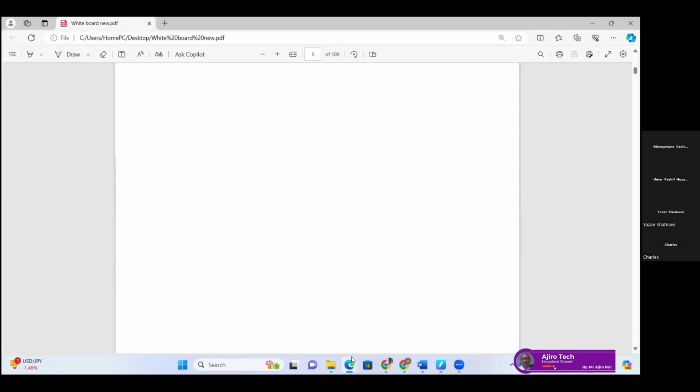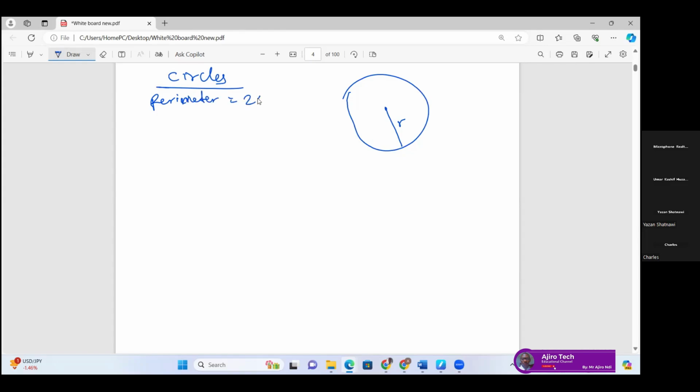Now, talking about circles, perimeter of a circle. Let's say this is the circle, and this is the center, and this is the radius. The perimeter or circumference is 2 pi R, where this is capital R. The area, of course, is pi r squared.